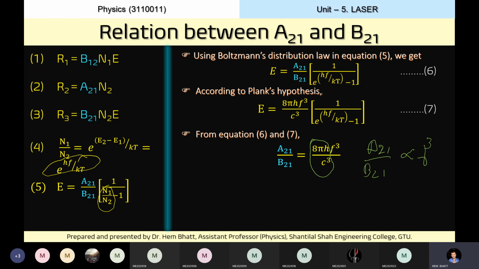A21 એટલે શું? What is A21? What is Einstein coefficient for spontaneous emission. અને B21? B21. Einstein coefficients for stimulated emission. Very good. And that is what we wanted. We wanted relation between spontaneous emission, stimulated emission. And see, we have got this. It depends on cube of the frequency.